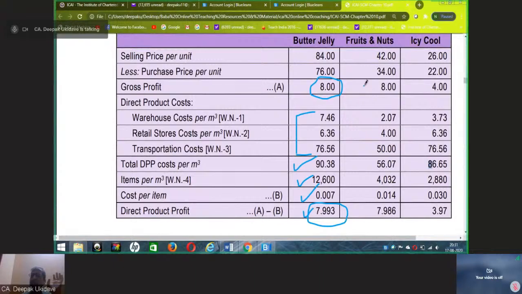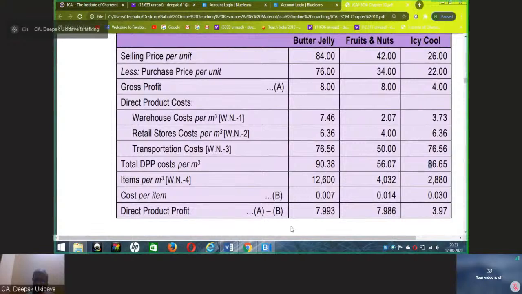Right? Similarly, in the same manner, add all these three. That comes to 56.07. 56.07 divided by 4032, these many items are there. So you get 0.014. And that is 7.986, the real profit of the product. Similarly here 3.97 is the real profit of the product. This is called direct product profitability, DPP method. Any doubt you have, you can ask. Okay? So this is a part of our profitability analysis using ABC.